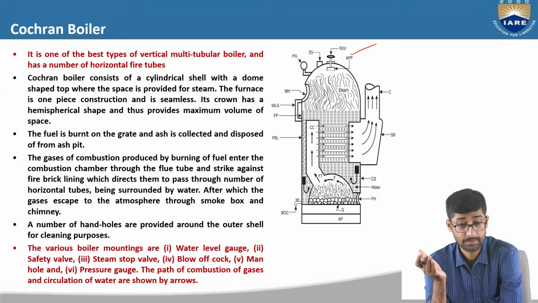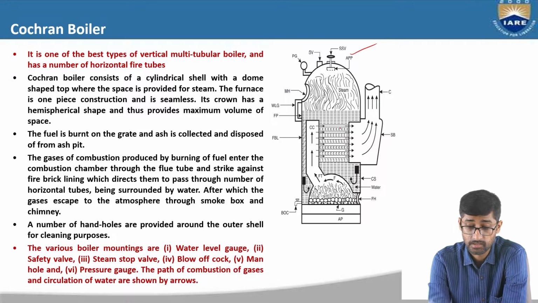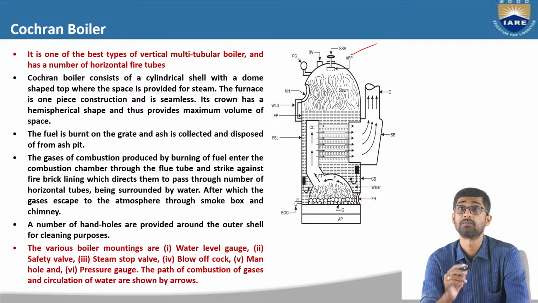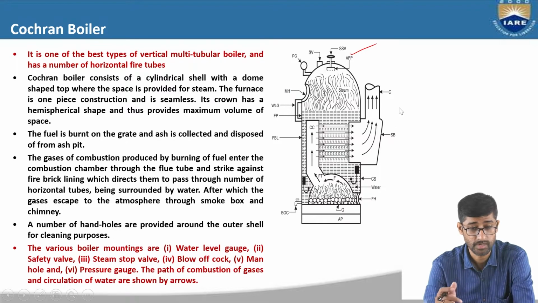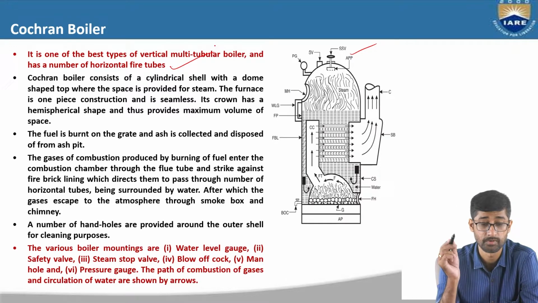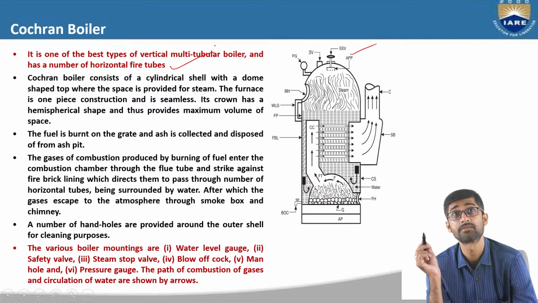So it is one of the best types. Now see here, we're using multiple tubes. There are multiple tubes, right? So this is called multi-tube boilers, multi-tube fire tube boilers, fire tube Cochran boilers. It is one of the best types of vertical multi-tube boilers, with a number of horizontal tubes, right?